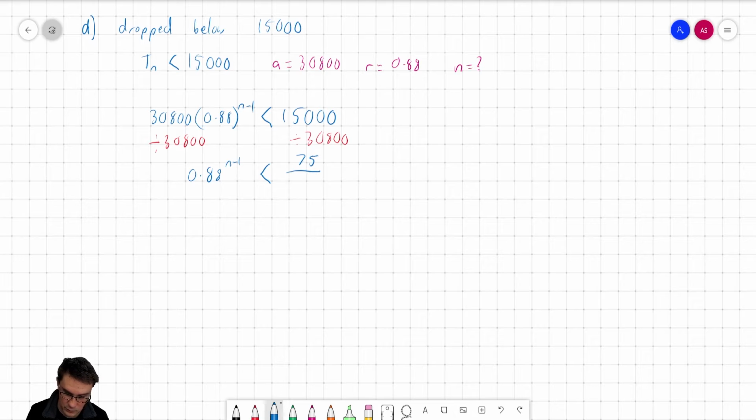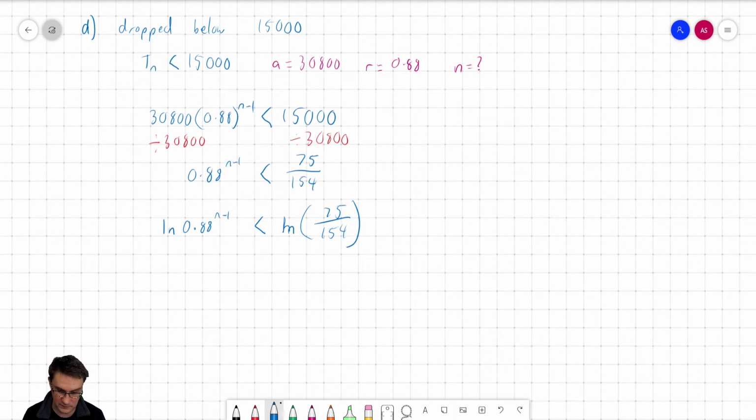You can put it as a decimal as well. I'm just keeping it as a fraction, putting it in its simplest form to be able to calculate this. Now from this aspect, because we've got indices we're dealing with, the easiest thing to do is to incorporate logs. So I'm going to have ln of 0.88 to the power of n minus 1, and that's going to be less than ln of 75 over 154.